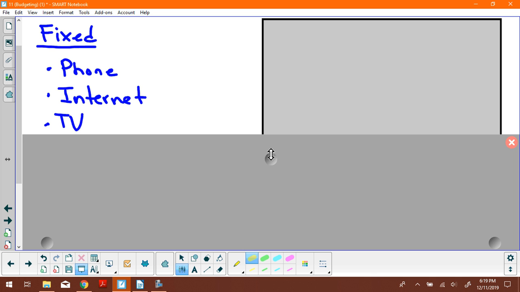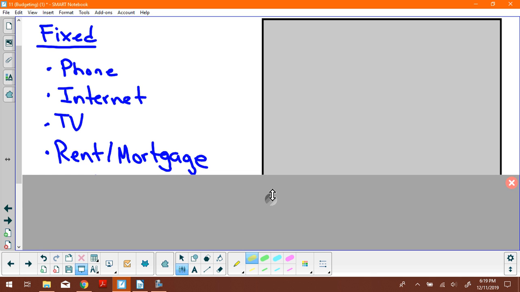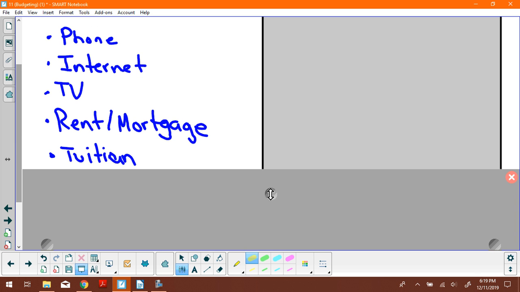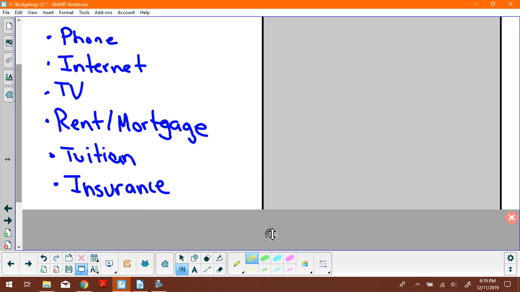Okay, TV, so cable bill would be a fixed expense. Your rent or your mortgage payment for whatever the term of your contract is would be a fixed expense. It doesn't change. Tuition. So when you're going to university, that should be all set up in advance. You know what it'll be. It's a fixed expense. Insurance payments.